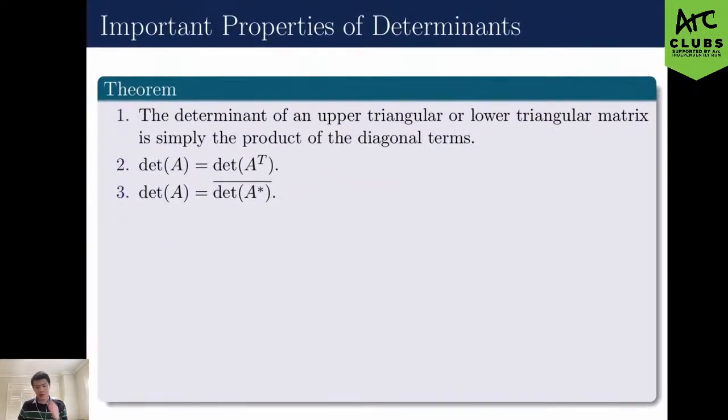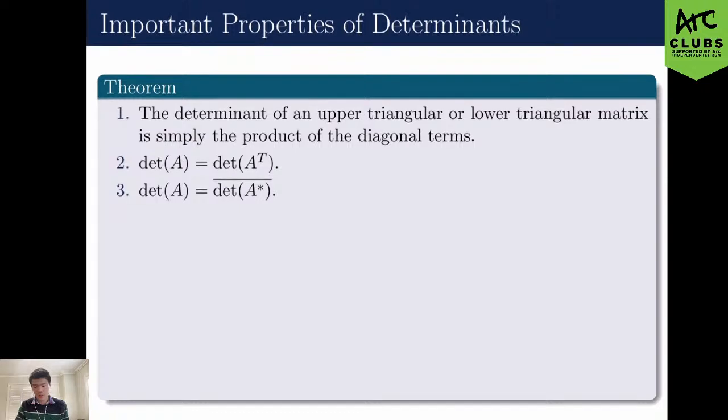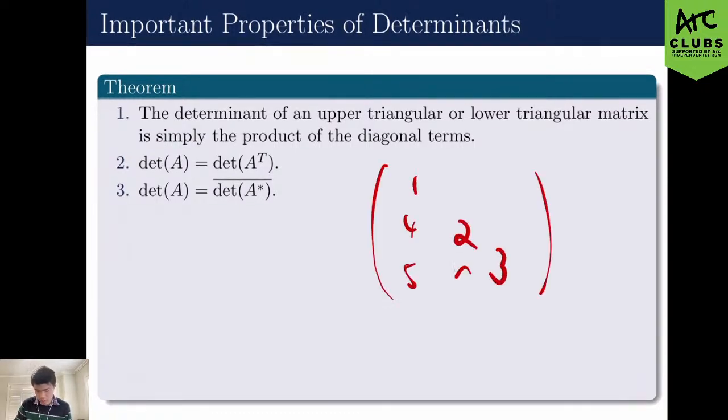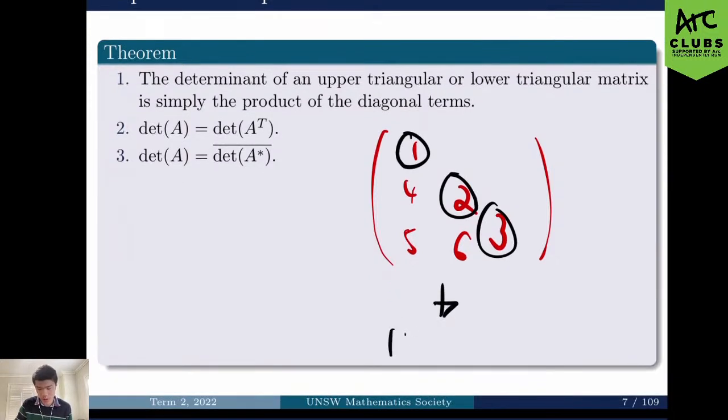Right, these are the important theorems we need to know. So number 1, the determinant of an upper triangular matrix or a lower triangular matrix is just the product of the diagonal terms. So realistically, if we have something like this, you don't have to do all that rigmarole of going through the minors and all that nonsense. You just take the diagonal terms and multiply them through. So the determinant of this would just be 1 times 2 times 3, which equals 6.